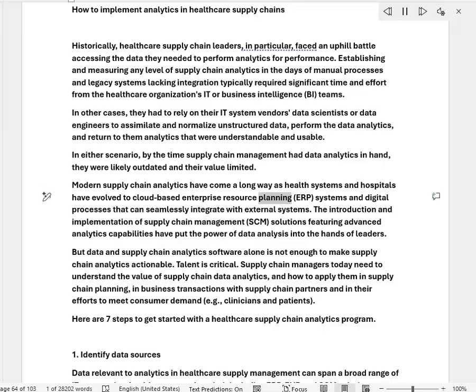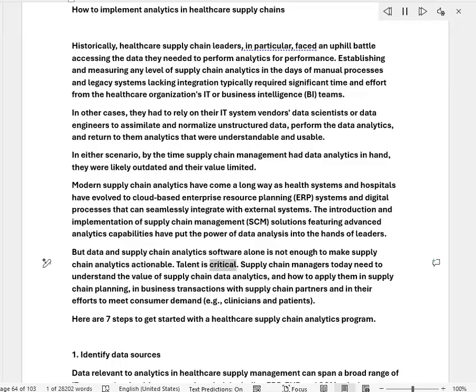Modern supply chain analytics have come a long way as health systems and hospitals have evolved to cloud-based enterprise resource planning, ERP, systems and digital processes that can seamlessly integrate with external systems. The introduction and implementation of supply chain management, SCM, solutions featuring advanced analytics capabilities have put the power of data analysis into the hands of leaders. But data and supply chain analytics software alone is not enough to make supply chain analytics actionable.